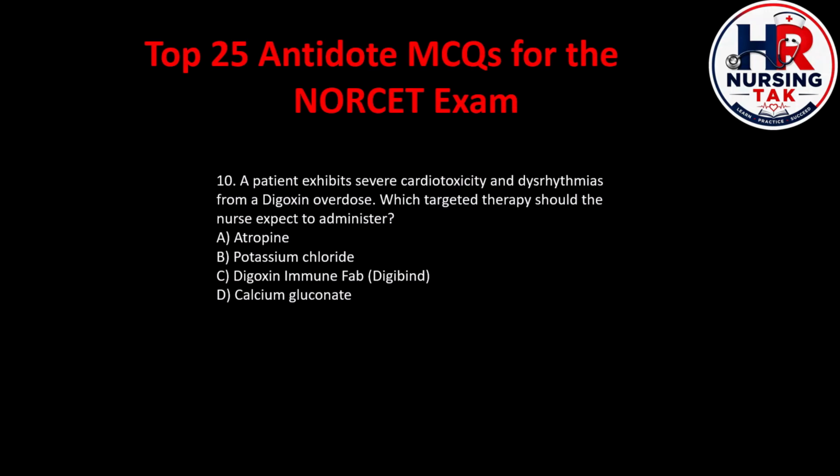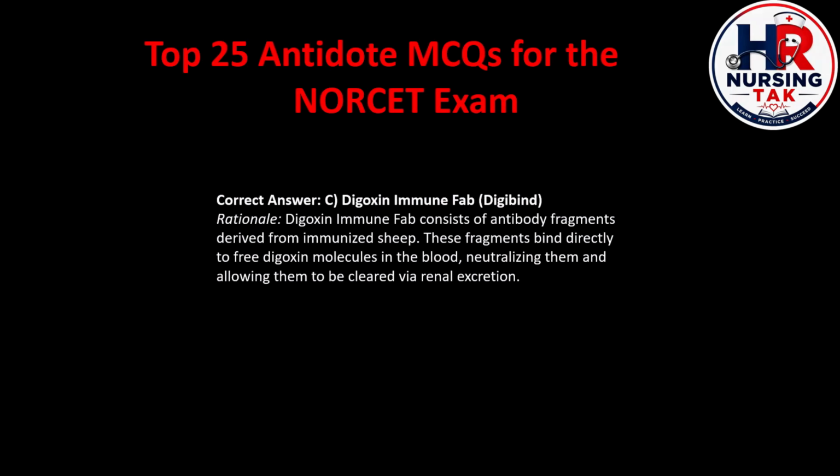A patient exhibits severe cardiotoxicity and dysrhythmias from a digoxin overdose. Which targeted therapy should the nurse expect to administer? A. Atropine, B. Potassium chloride, C. Digoxin immune fab, Digibind, D. Calcium gluconate. Correct answer: C. Digoxin immune fab, Digibind. Rationale: digoxin immune fab consists of antibody fragments derived from immunized sheep. These fragments bind directly to free digoxin molecules in the blood, neutralizing them and allowing them to be cleared via renal excretion.